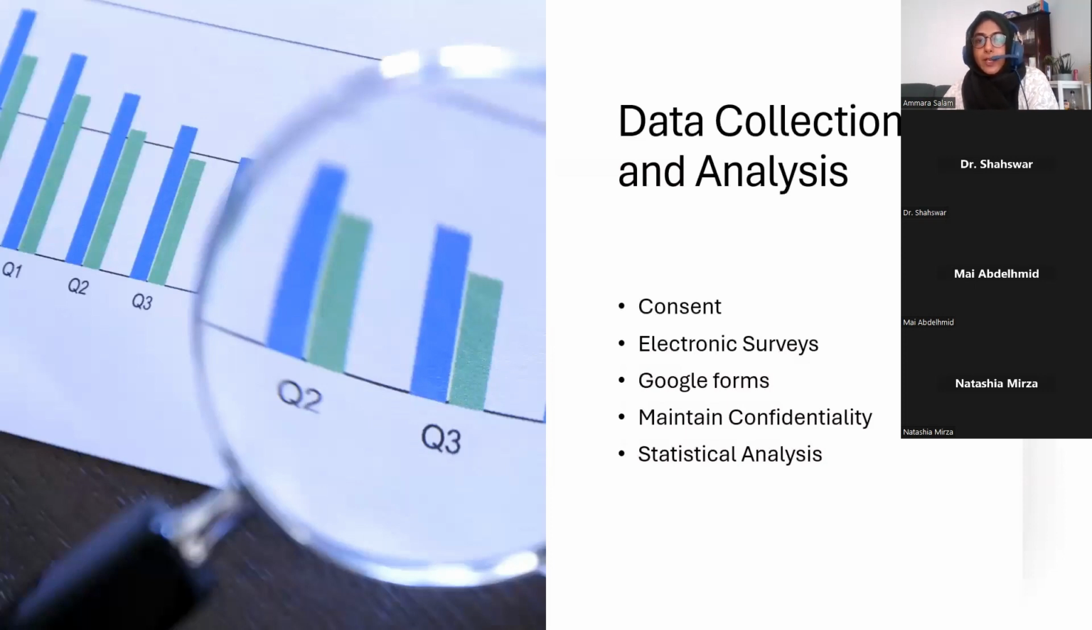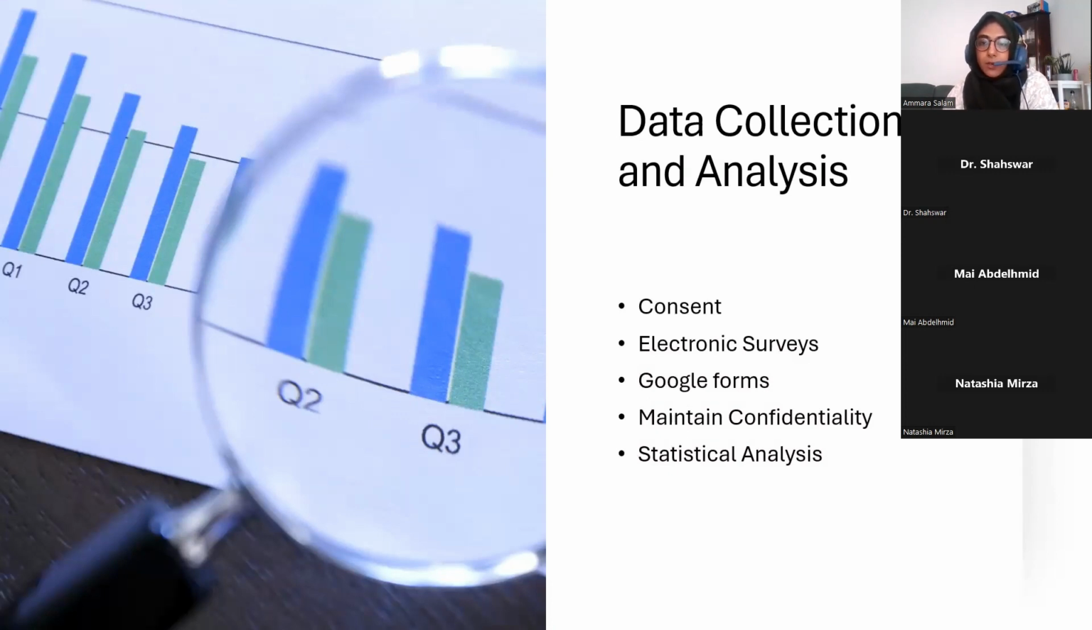Then comes the point of data collection and analysis. We will be doing separate sessions on each of these steps in detail. Today's session is just to give you a brief touch of everything, how to start a research. In data collection and analysis, the first and very important thing is consent. You have to obtain the consent of the participants. Whatever type of study you are doing, consent is of prime importance.